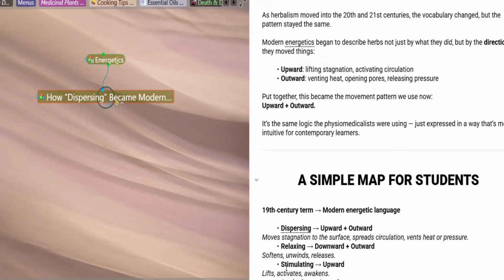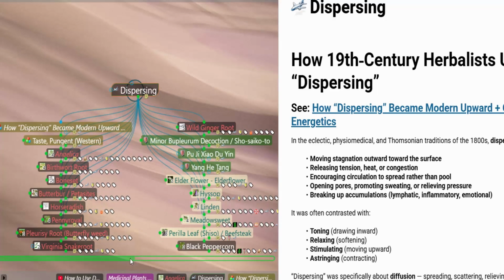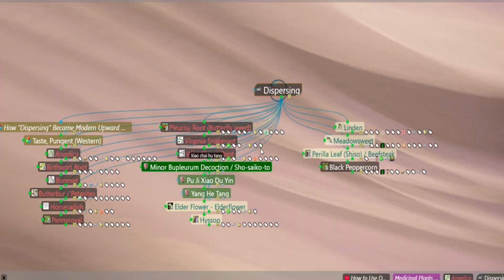All right, so let's go back to dispersing, and I just want to quickly show you some of the herbs that are tagged as dispersing. Look on the left-hand side of the screen. In fact, we'll open it up all the way. And these are herbs that are tagged as dispersing. And you see all these little icons here. Those are all tags. So we've got black peppercorn, elderflower, hyssop. And there is color coding, which you'll learn about when you get into the database. That'll help you refine this a little bit more.